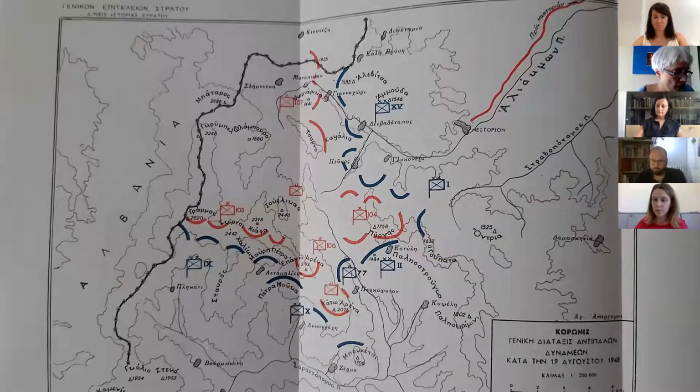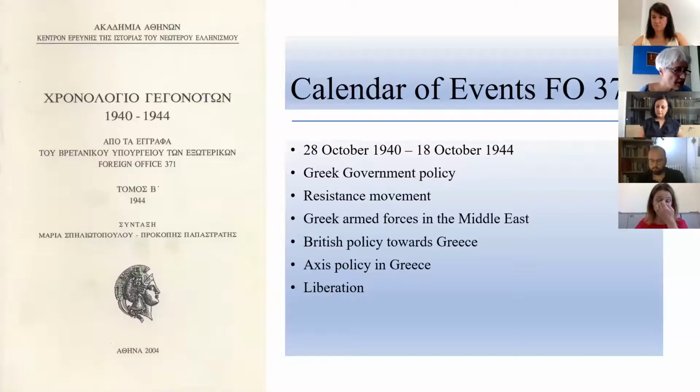The Academy of Athens' contribution to the repository is not a proper archival one. It is a digital collection, a calendar of events 1940-1944, a database covering the period from the first day of the Italian attack on Greece to the liberation of Athens and the arrival of the Greek government of national unity in the capital, based on the documents of the archival series of the British Foreign Office 371.